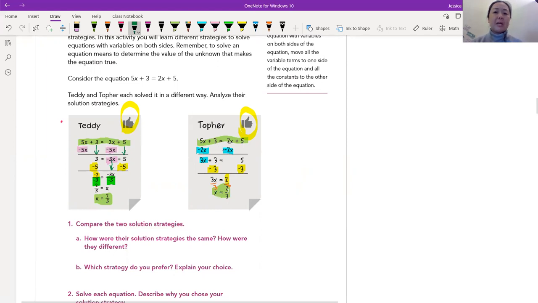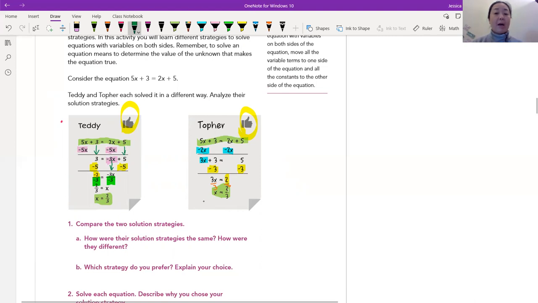So now Topher did it a little bit differently. I don't know if Topher's a girl or boy, but I'll just call him they. Topher wants to get the X on the left. So subtract 2X on both sides, and you get 5X minus 2X, which is 3X. Now my X is on the left, which means I've got to get rid of that 3, right? So subtract 3 on both sides and then divide by 3. And now you get X is equal to 2/3. Either way, you still get 2/3.